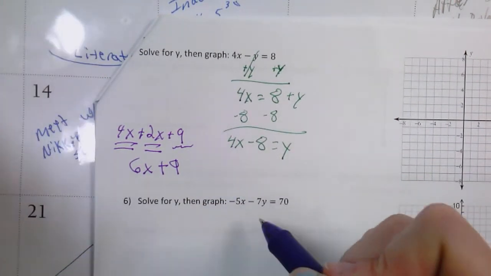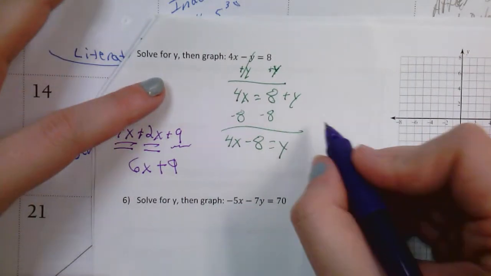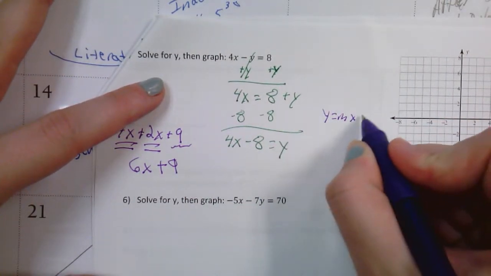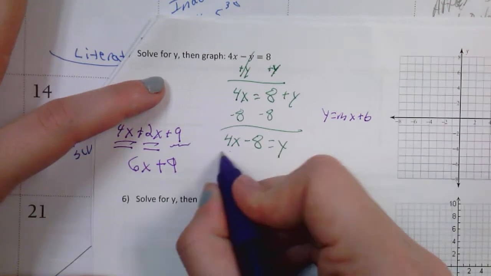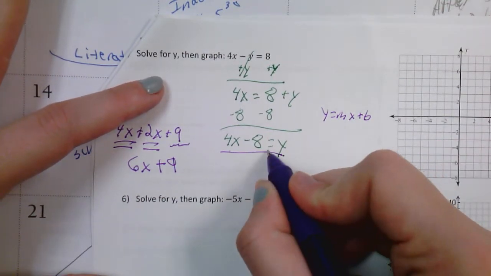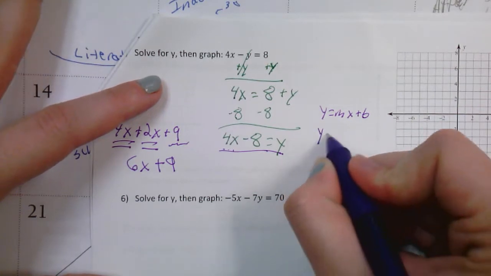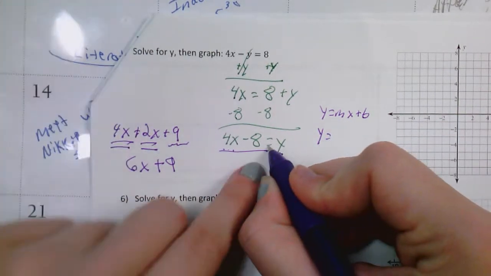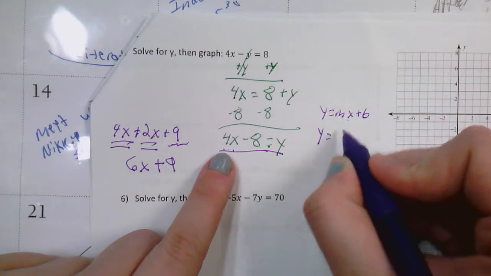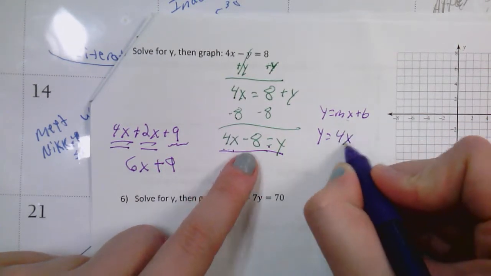If you're really used to that whole y equals mx plus b, you can simply look at this and say, I do have y equals mx plus b. It's just backwards. So I can rewrite this and say I have y equals, where's my x? My x is the 4x, so that's 4x minus 8. Now you're in that format.